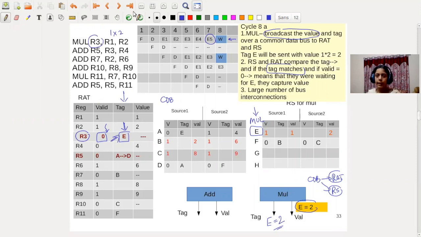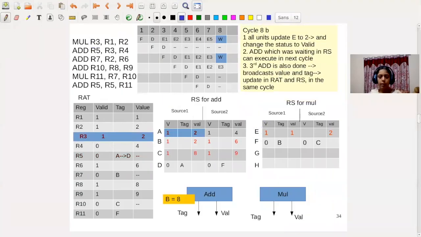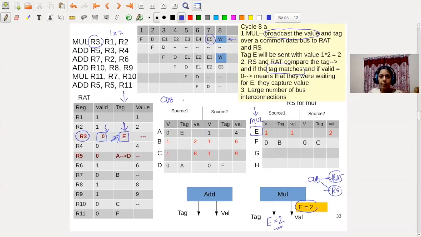If I move to the next slide, we can see that R3 has now been updated to the value from the functional unit, which was E equals 2, and now it is changed to valid equals 1. That is the change happening in the RAT. In the meantime, the CDB also sends the result to the reservation stations. We'll see why it is done. Again, you compare the tag. When it compares the tag for this source, it knows that this instruction, whose destination has been renamed to A, was waiting for a source operand which was actually dependent on the E functional unit. Essentially this means that this add instruction was waiting for the MUL to complete.